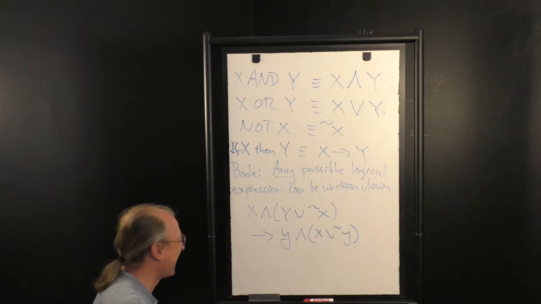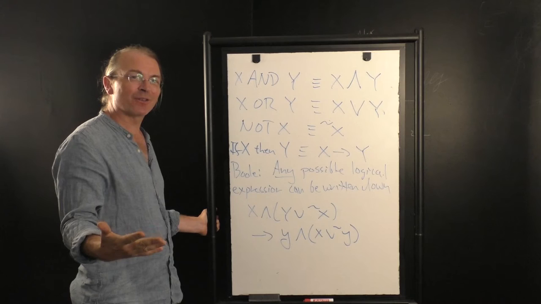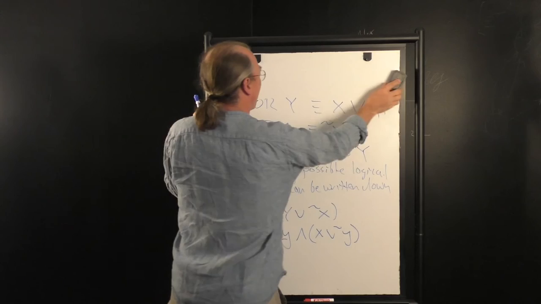But what Boole showed is that any possible logical proposition could be written in this way. And this is why he modestly entitled his book The Laws of Thought, because he was interested in logic. He noted that any possible logic proposition could be written out in terms of these simple rules. And here is an even more remarkable fact.